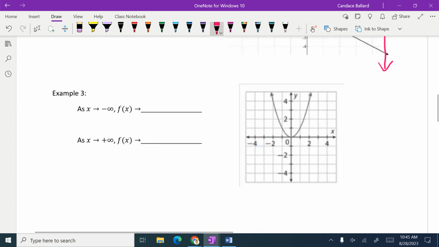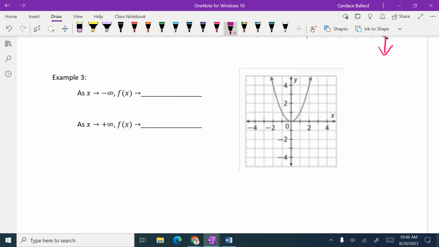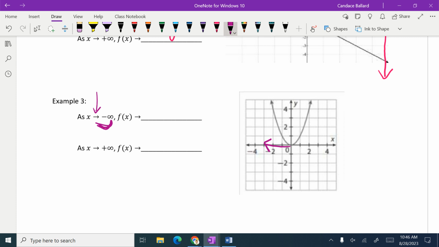Okay, let's look at example three. As my x value is moving towards negative infinity, or towards the left, that's what this means. I didn't talk about what that arrow is. Isn't that arrow kind of funky? That arrow is the word approaches. Sorry, I did not write that down with example one. It means approaches. And this notation sets us up for unit one of calculus next year. So, as my x value is moving to the left, I'm going up, up, up, up, up, up, up. What does that mean? Positive infinity, right?